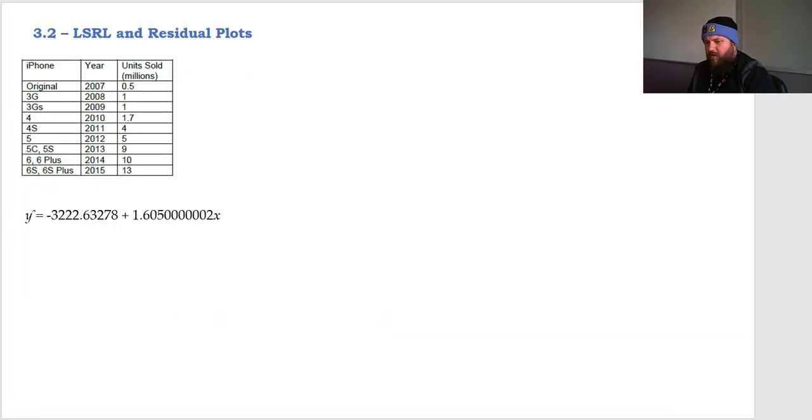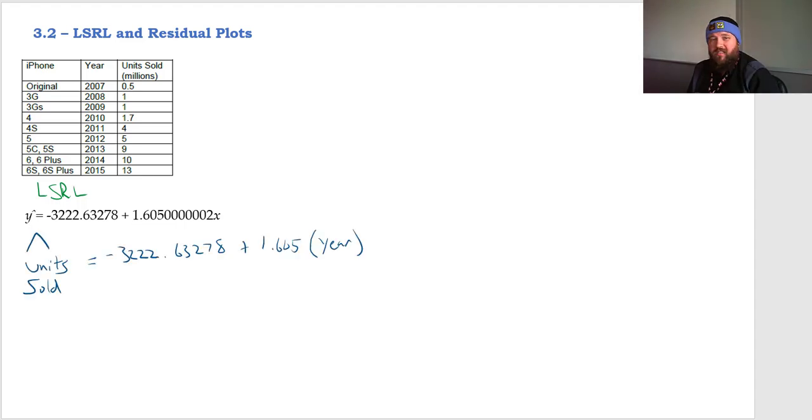All right, so we have our least squares regression line, and that gives us those big numbers right there. And what is the y-hat telling us? Right, the y-hat is telling us predicted units sold. So it's telling us predicted units sold is equal to that equation, and in place of the x, we're going to substitute in the year to calculate how many units sold.